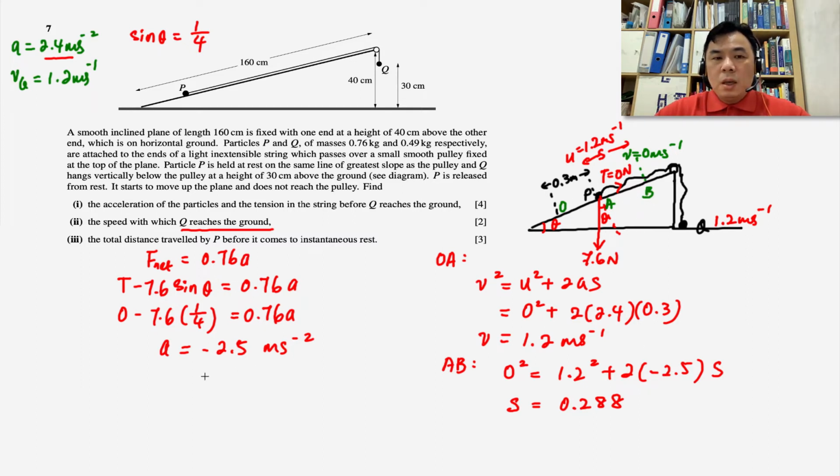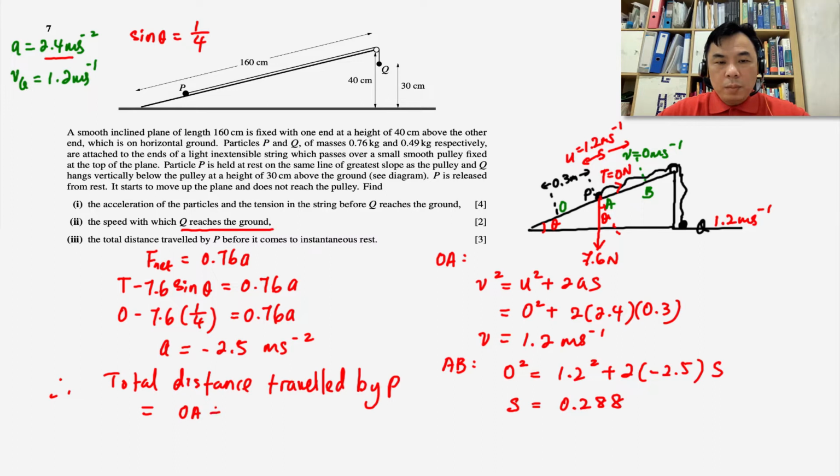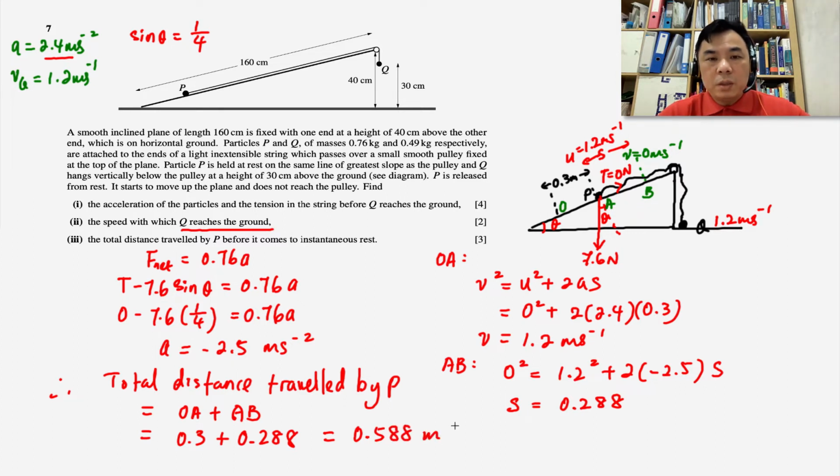All right. So I hope that is clear. Therefore, finally, they want us to find out the total distance traveled by P before it comes to rest. Total distance traveled by P is equal to OA plus AB. And then OA we know that is 0.3, AB is 0.288, and then finally we can get the total distance as 0.588 meters there.